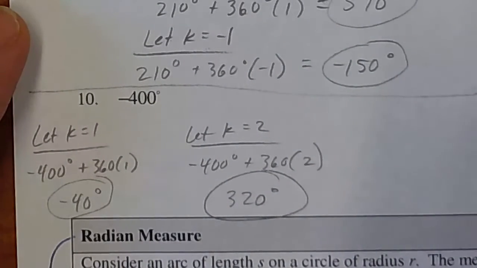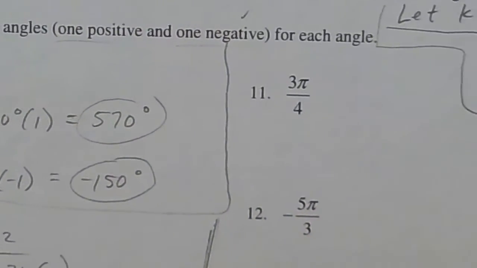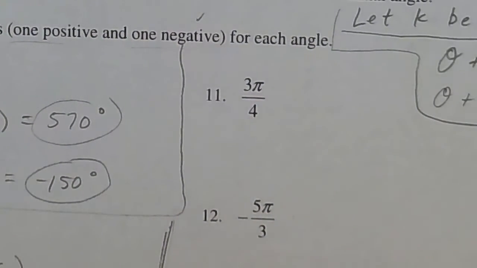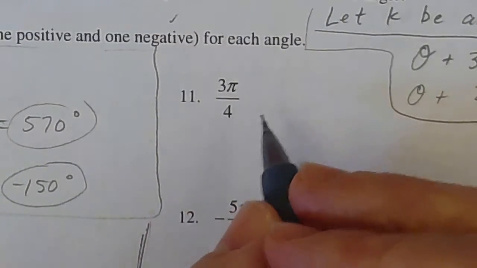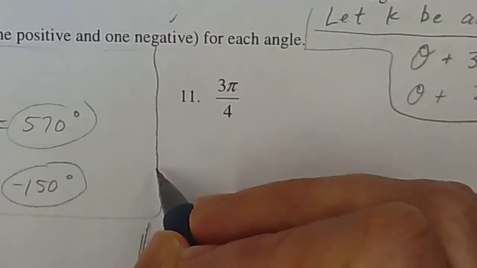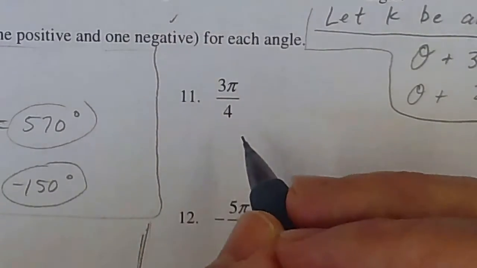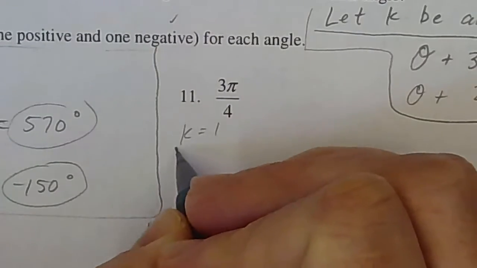Okay, the format stays the same with radians, except now we just have a little bit different math. Okay, so let me take you through 11, and then you'll try 12. 3 pi over 4. Don't change it to degrees, because then if you change it to degrees and do the math, then you got to change it back to radians. Okay, so let's just deal with the radians and deal with the math. So let's start by using a K value of 1.